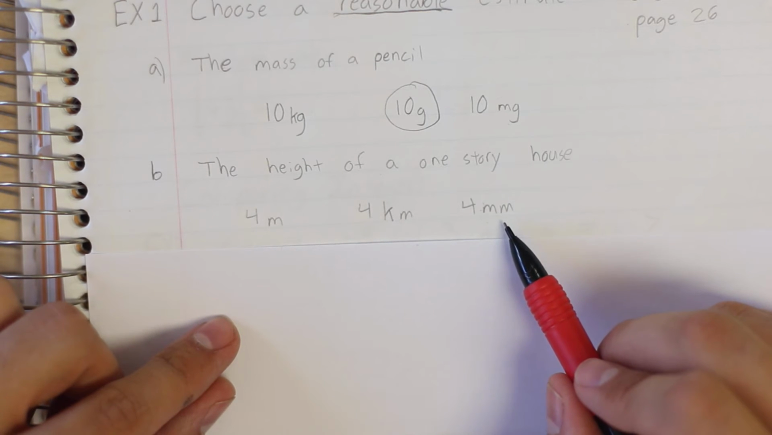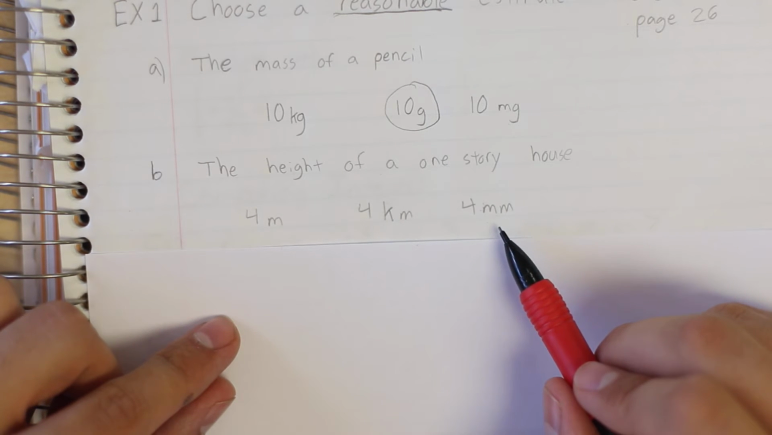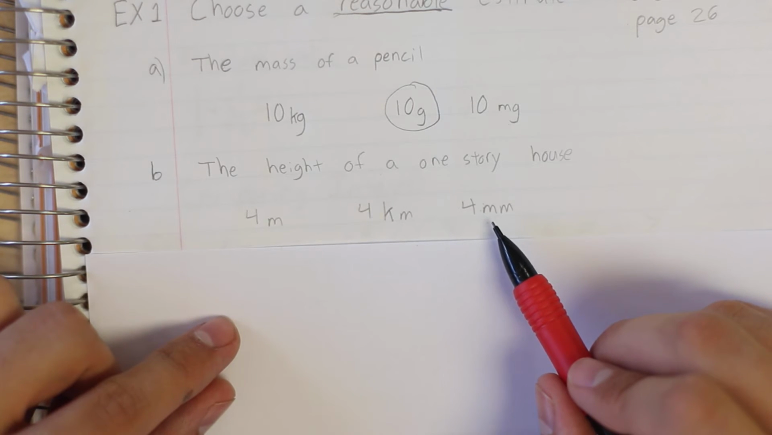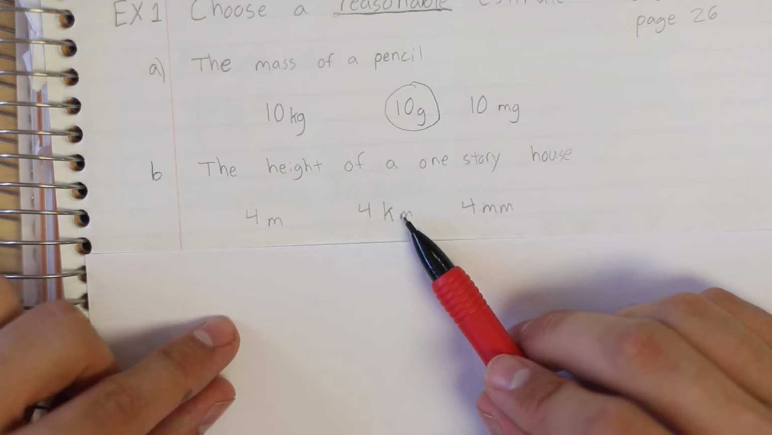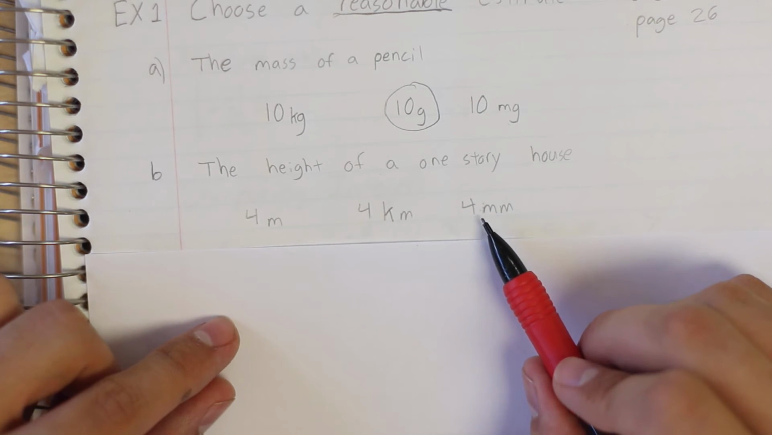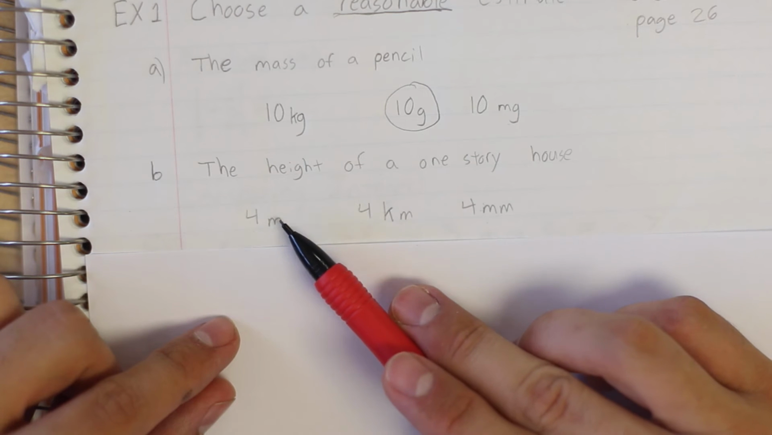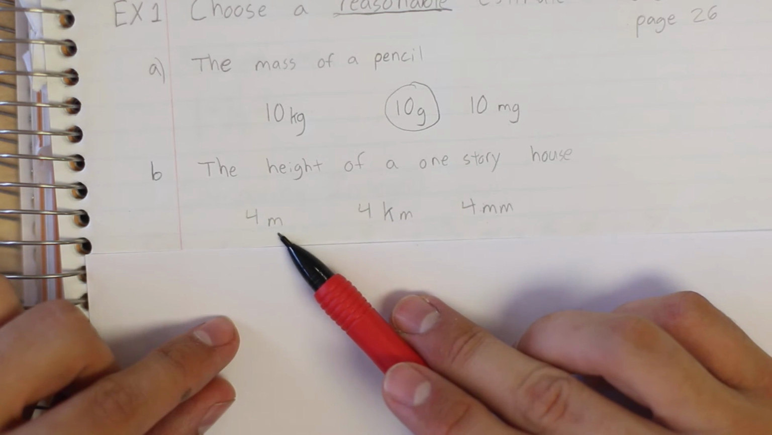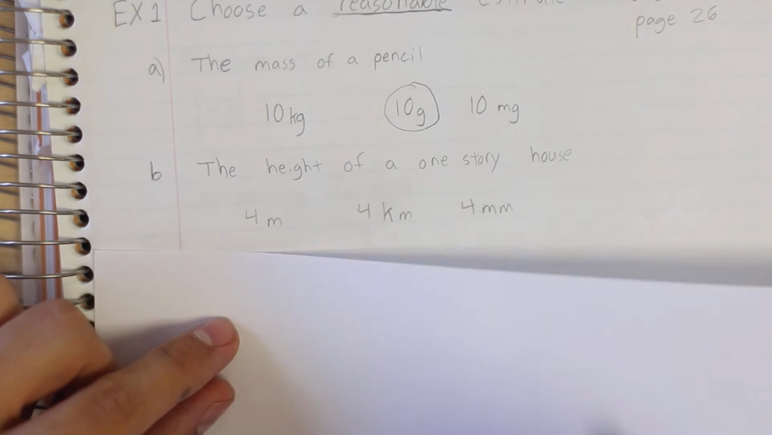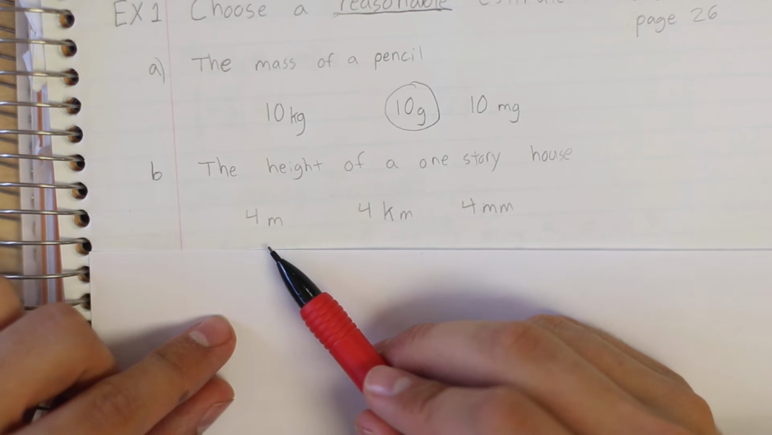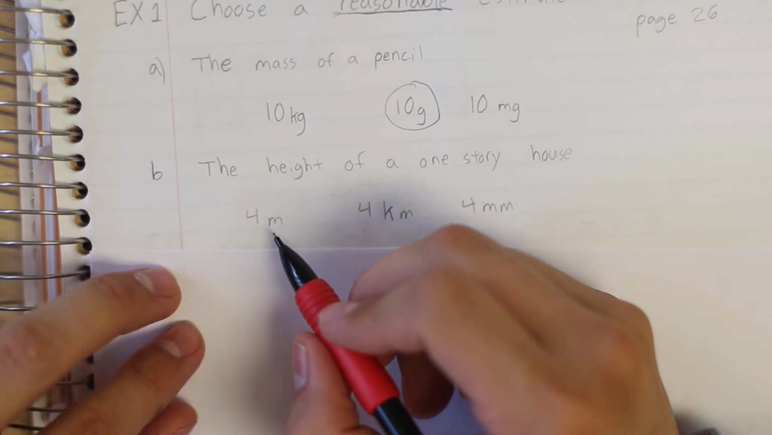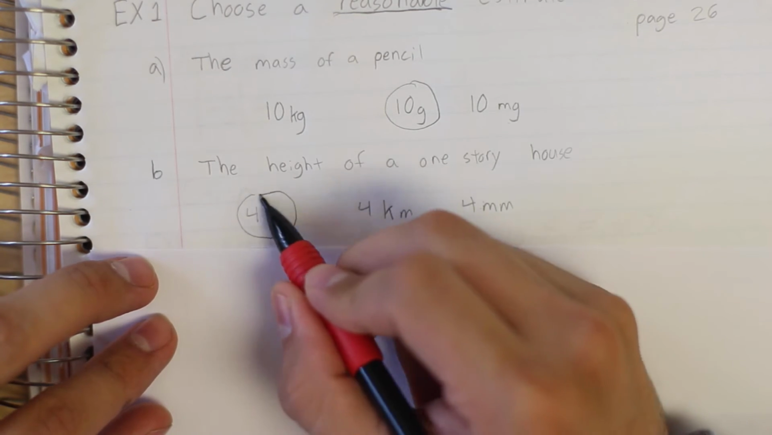And then 4 millimeters. This is talking about if you took a few coins and stacked them up, that's how tall this would be. So it doesn't make sense that there's going to be a 1-story house that's miles long or that's only a few coins tall. No, it's most likely going to be around, what, 11 feet maybe? So that sounds closer to being right. So it is 4 meters.